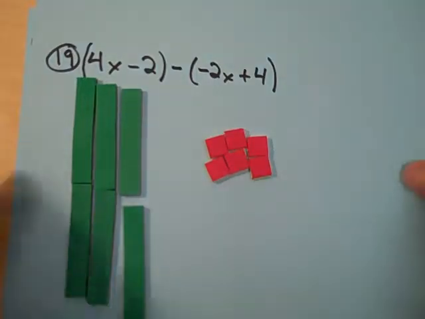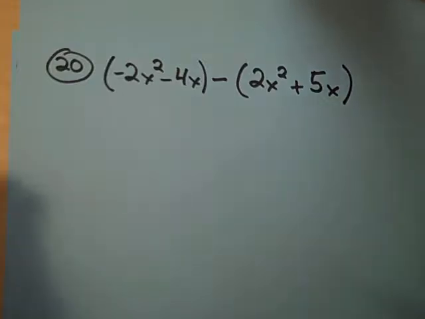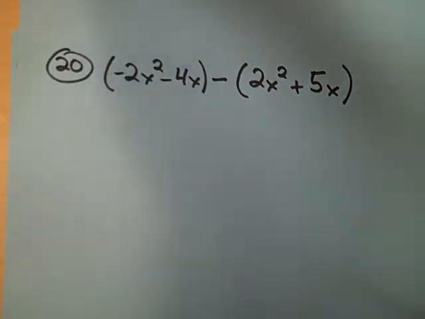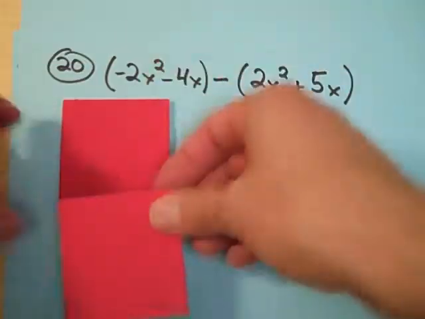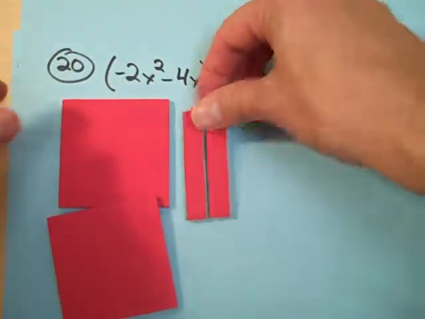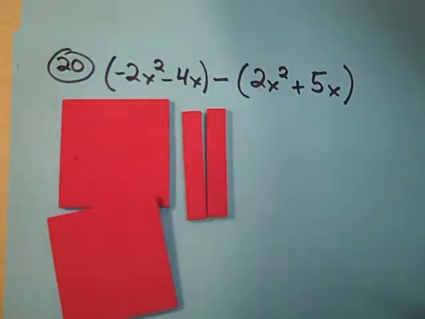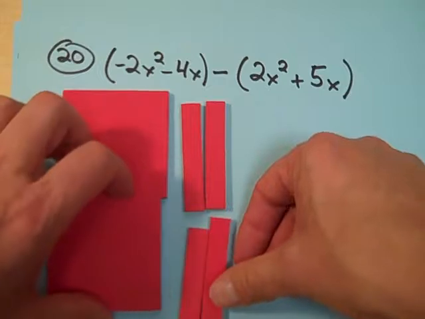All right, so that's number 19. So let's look at and do good old number 20. Number 20, I'm going to do the same thing. Negative 2x squared. So I'm going to need my large tiles, and those are going to be red. Minus 4x. So that's going to be the negative rectangle. So negative 2x squared minus 4x is going to look much like that.